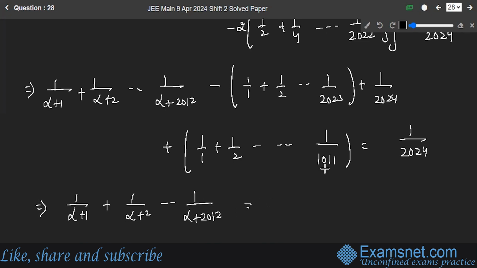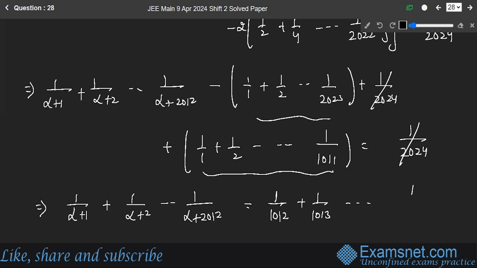This is equal to, this and this will cancel, right? So this is equal to 1 upon 1012, because this is in the plus and this is in the minus. From here you will subtract 1 up till 1 upon 1011. I'll start from 1012. 1 upon 1012 from here. This will be 1 upon 1012, 1 upon 1013, and it will go up to 1 upon 1023.